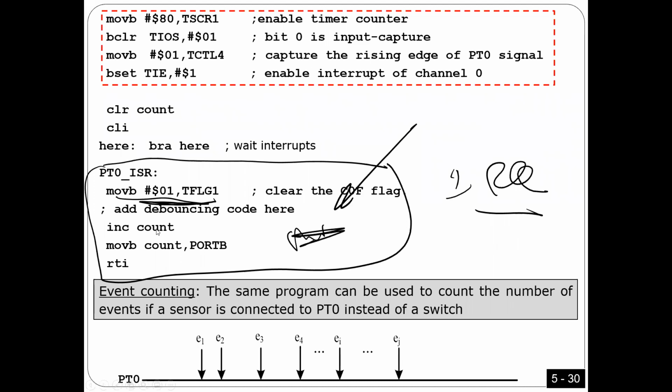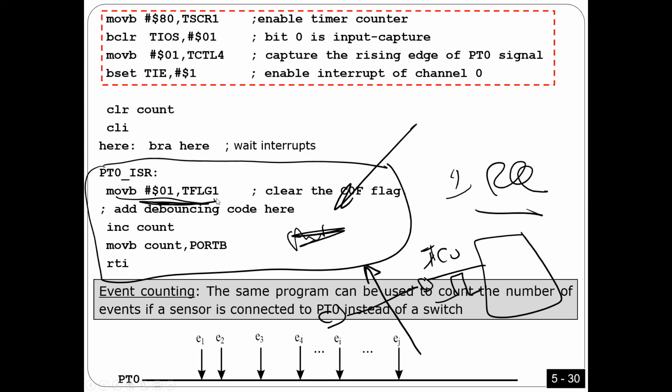What I'm doing here, I increment a count and then move this count to port B. As I explained before with IRQ, it's the same thing here. I can use input capture 0 and put infrared here. Someone can cut the line, and when you cut the line, you can generate a pulse to trigger an interrupt. Now I can count a number of events. I can count it this way.